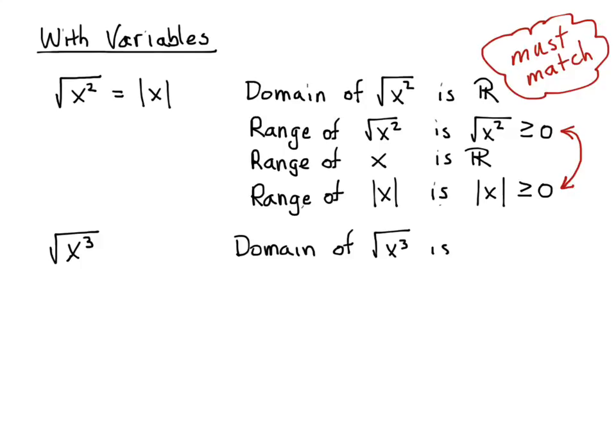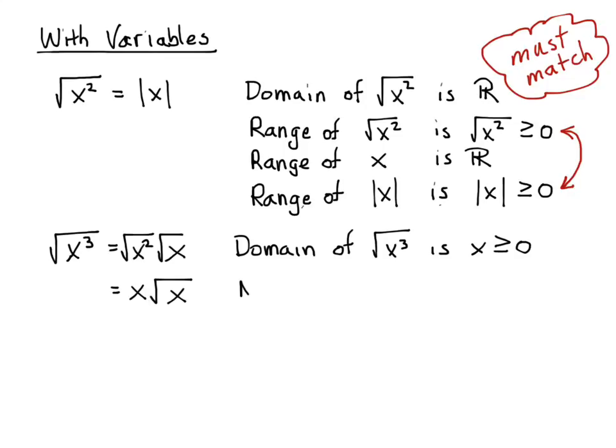Okay, so let's look at the square root of x cubed now. When we did this with numbers, we were able to factor out an x squared and end up with, like when we had the square root of 27, 3 radical 3 was the answer. So let's look at the domain here. If we take the square root of x cubed, that only works when x is greater than or equal to 0. So we have a domain restriction that's implied, actually.